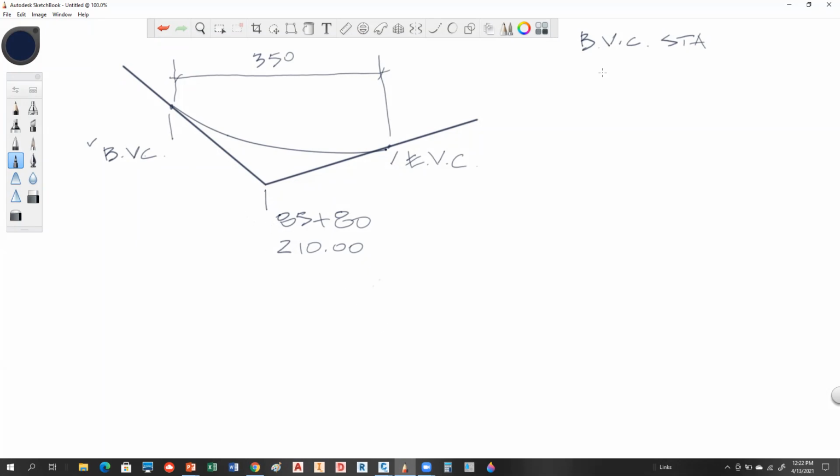It's going to be the station of the PVI minus half of the distance back. So that's going to be 350 divided by 2. So what does that give us? Anybody get a number? 84115.